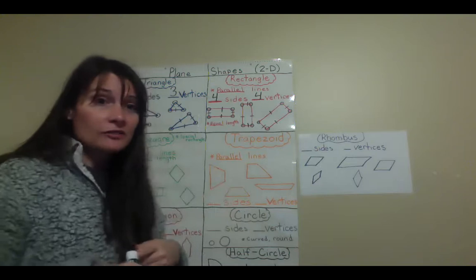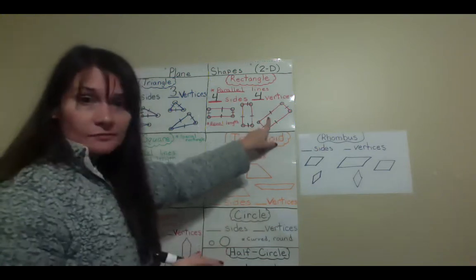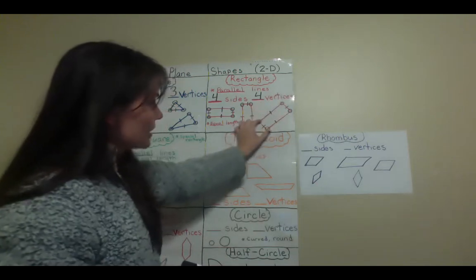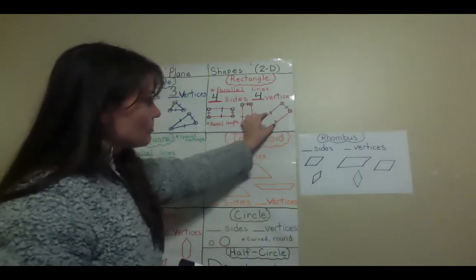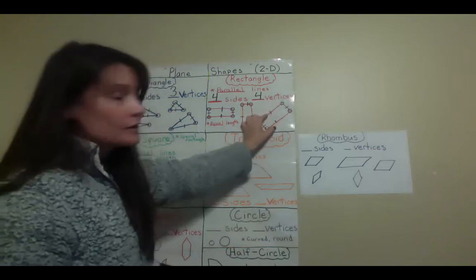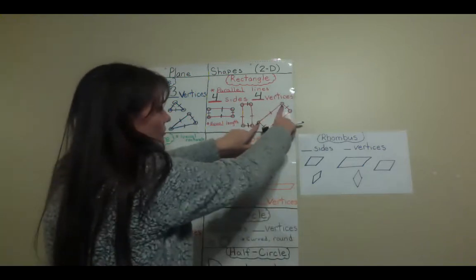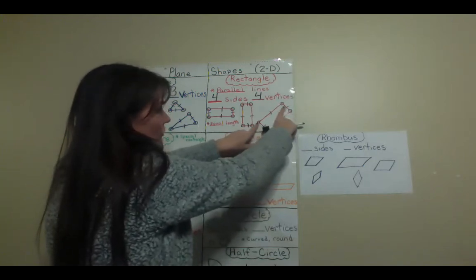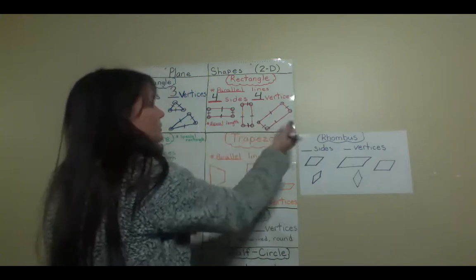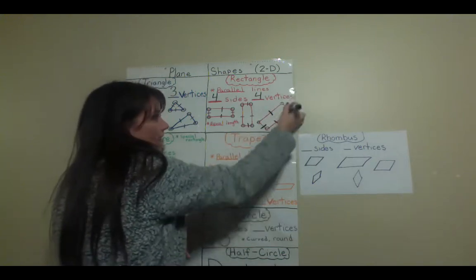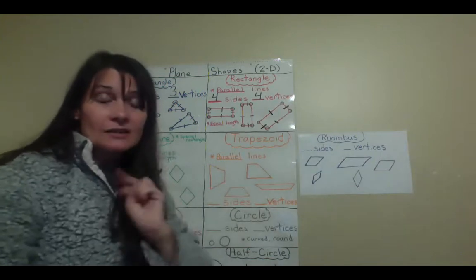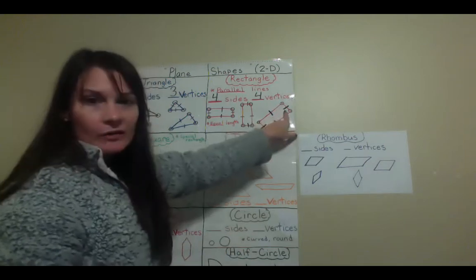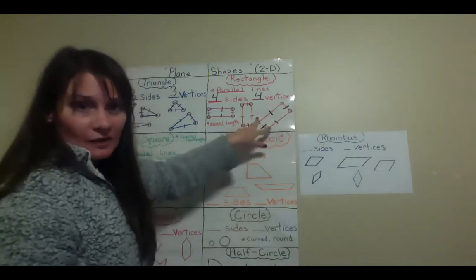If I look carefully at this rectangle, I can see that these 2 lines are never going to touch because they're running parallel to each other. I can see that these 2 lines are also parallel because they will never touch each other either. So a rectangle has 2 sets of parallel lines. It has 2 short lines that are parallel, and it has 2 long lines that are parallel.